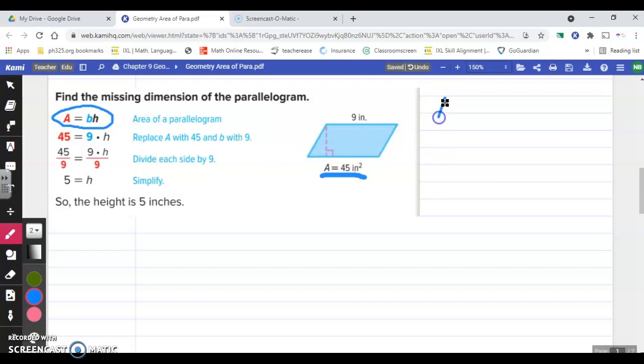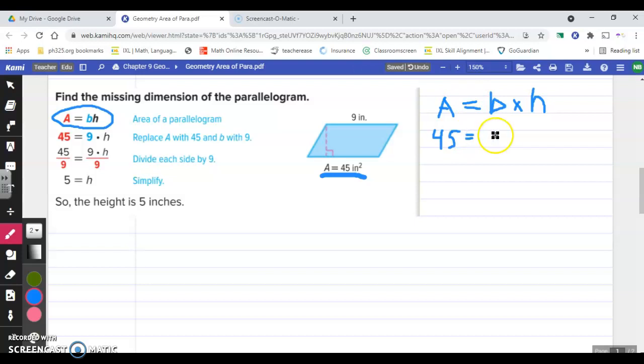So you could say A equals base times height. What you need to do first when they're asking you this is to plug in what you got. They tell me what capital A is, 45. So I'll put my 45 here. Bring your equal sign down.